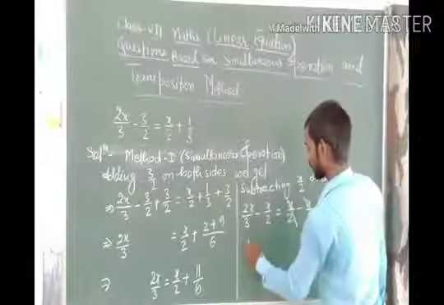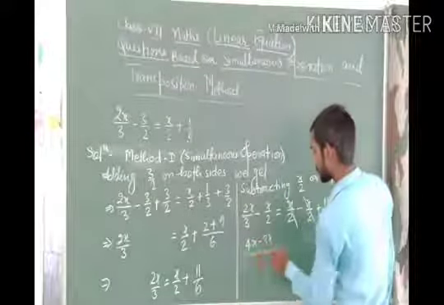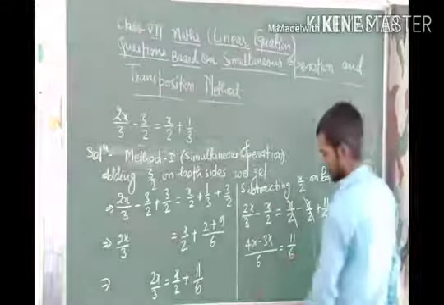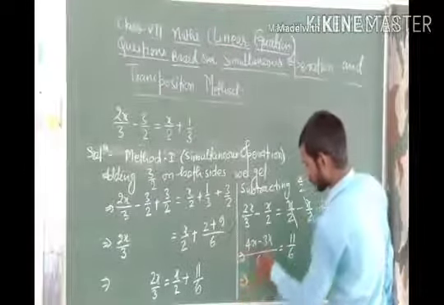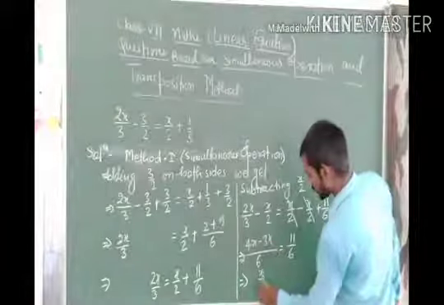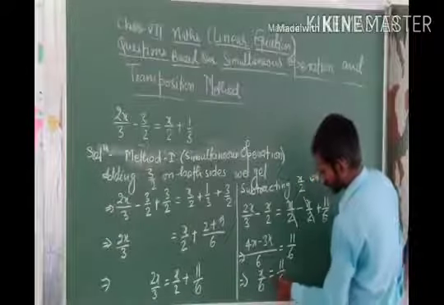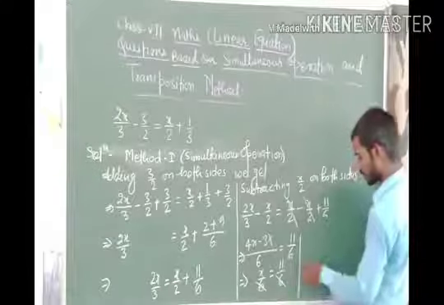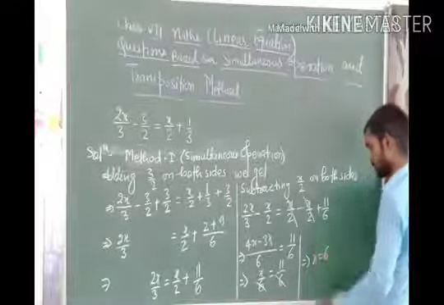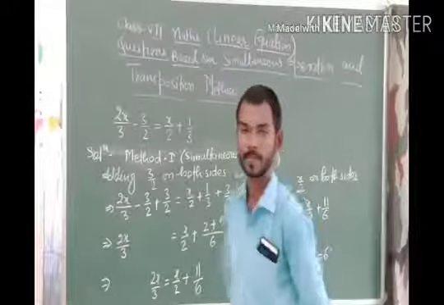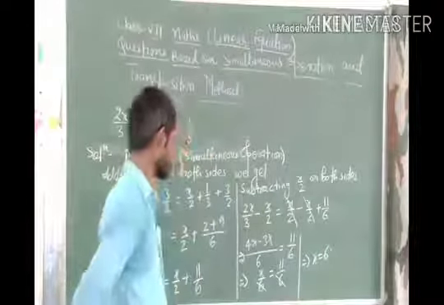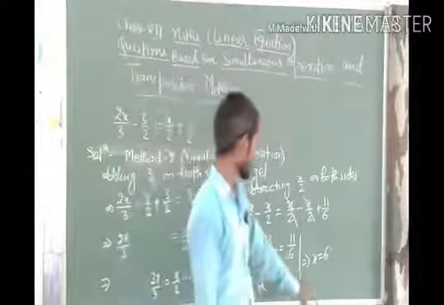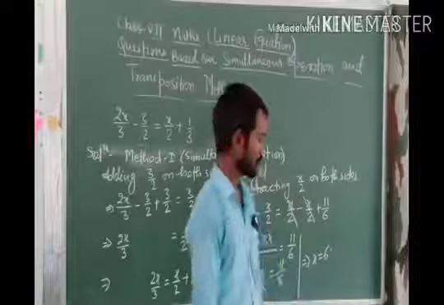We get 2 2s are 4x minus 3x upon 2 3s are 6 is equal to 11 upon 6. We get 4x minus 3x is equal to x upon 6 is equal to 11 upon 6. 6 cancels out on both sides. Then we get x is equal to 11, which is the required solution of the given problem by the simultaneous operation method.